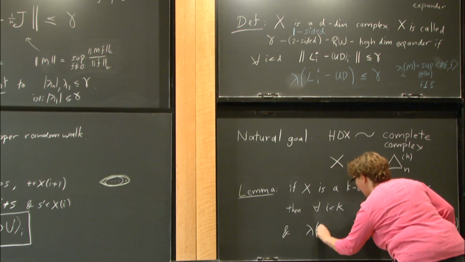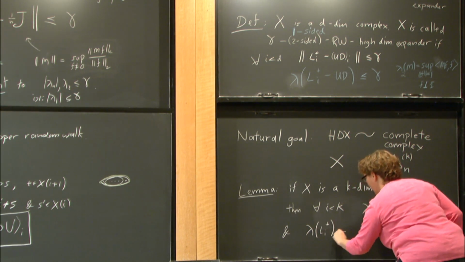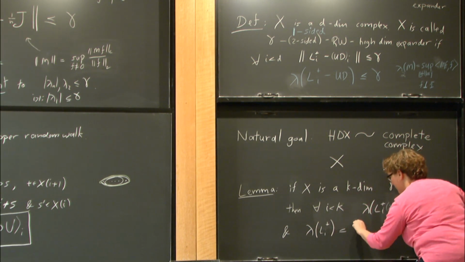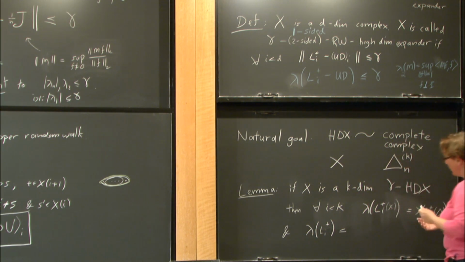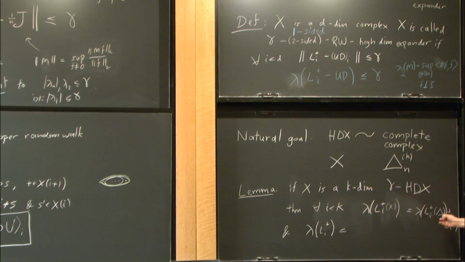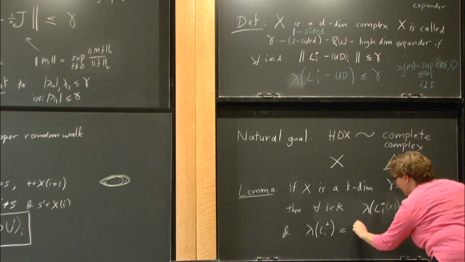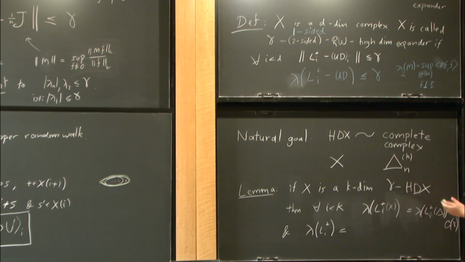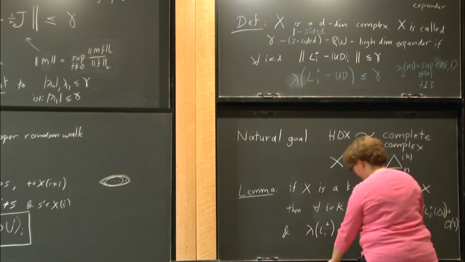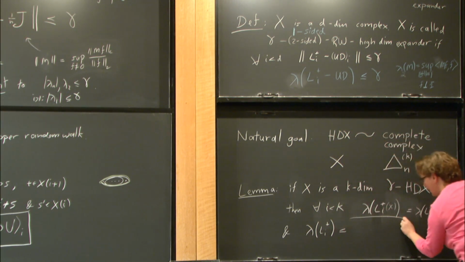I can also just give the formula. So lambda of L i plus equals, what is this lambda in the case of the complete complex? Let's compute it for a minute, at a set of size i. Okay, I need to do this computation. Okay, so let's leave this blank for now.